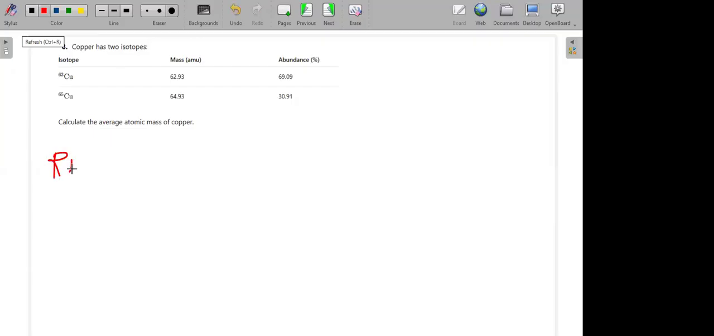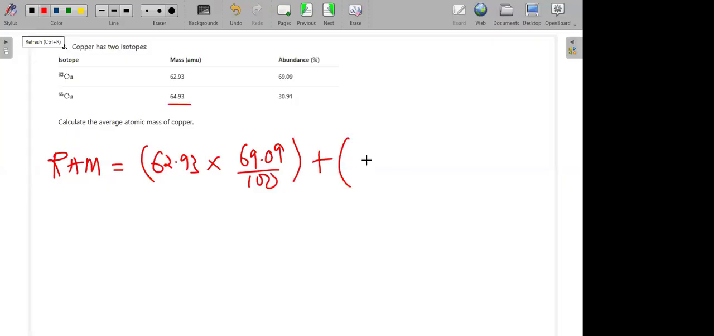So I'm going to say my RAM is equal to the mass of the first isotope, given as 62.93, multiplied by the percent, 69.09 divided by 100, plus the mass of the second isotope, 64.93, multiplied by 30.91 divided by 100. So this is what we have. Now we just have to multiply on the calculator.